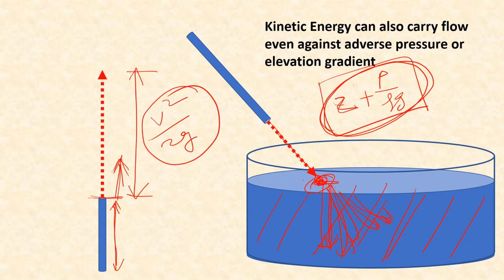That means if we convert this kinetic energy at this point to potential energy, then that will be equivalent to this much height of a column of water. So therefore water will rise up to this level and then it will fall back like a fountain.